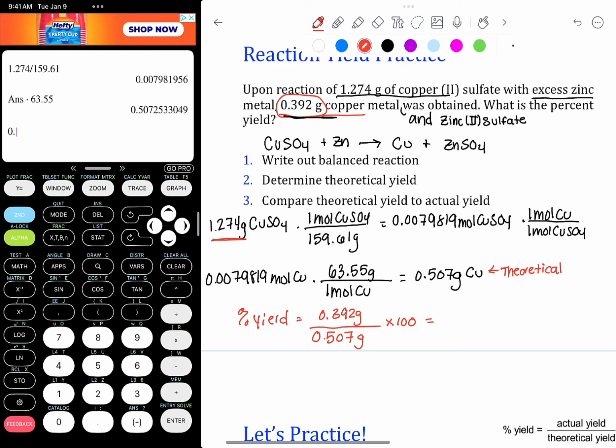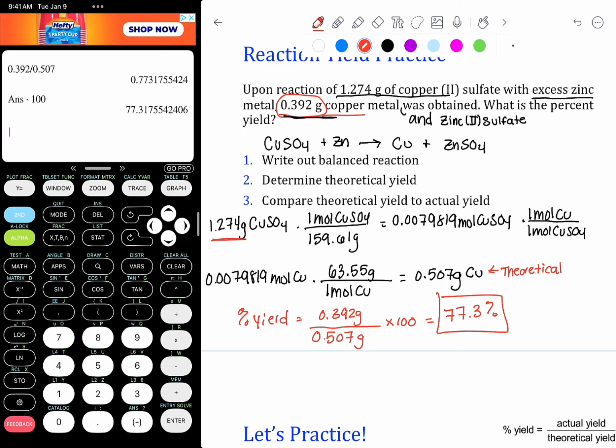So we take 0.392, divide that by 0.507, and then we multiply that by 100. So we get a percent yield of 77.3%. And that's how much we yielded from this reaction. So we didn't get a perfect reaction because we are not in a perfect world, but we got a good amount of our product out from this reaction.